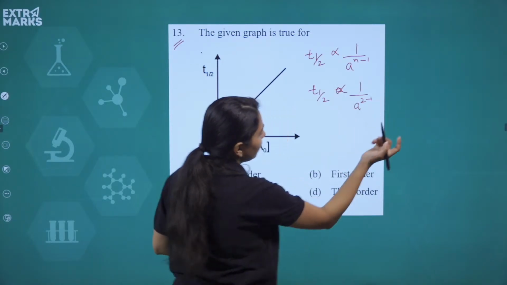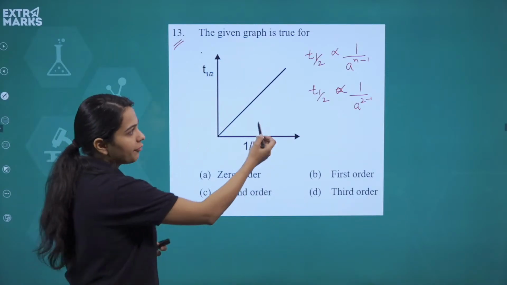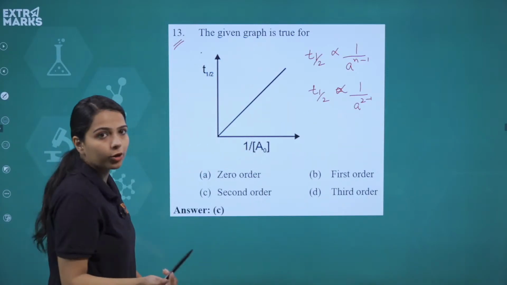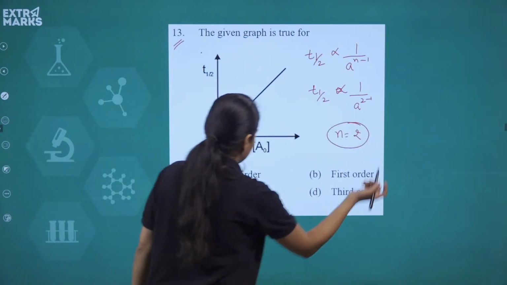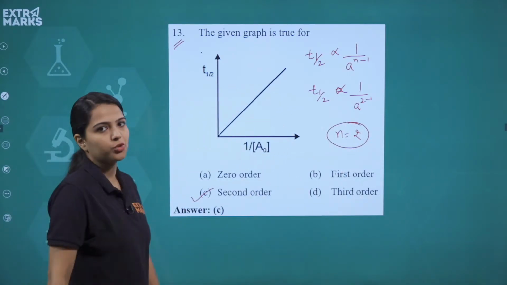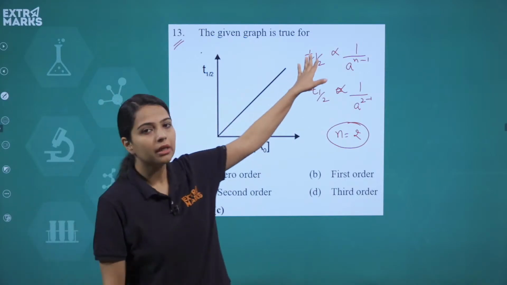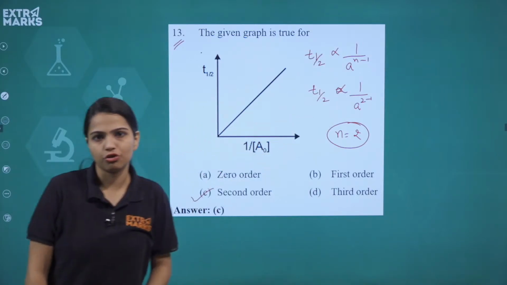So this is 1 upon A naught only, that is, T half is directly proportional to 1 by A naught. So I can say that the order of the reaction over here is 2, that is, second order reaction. Option C. Just remember the relationship between T half and the initial concentration here.